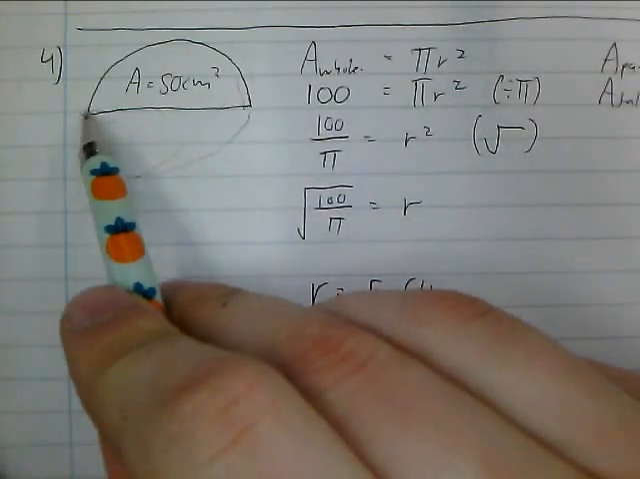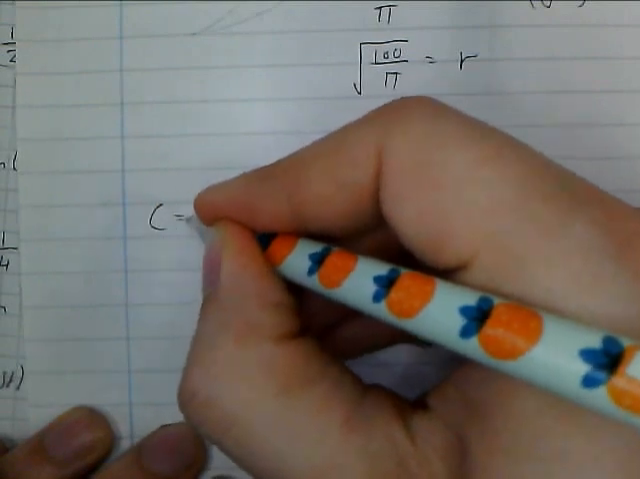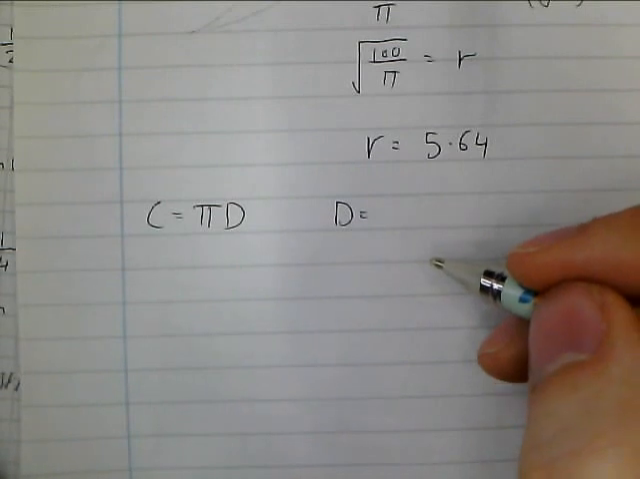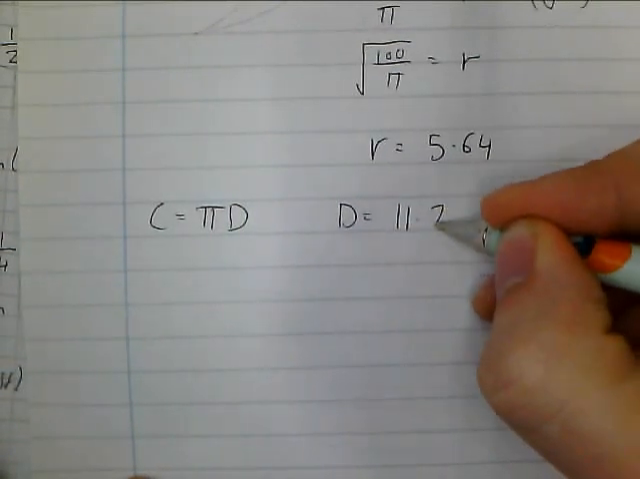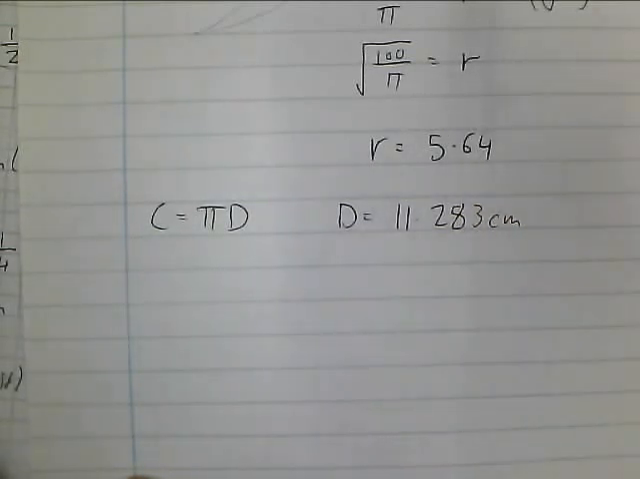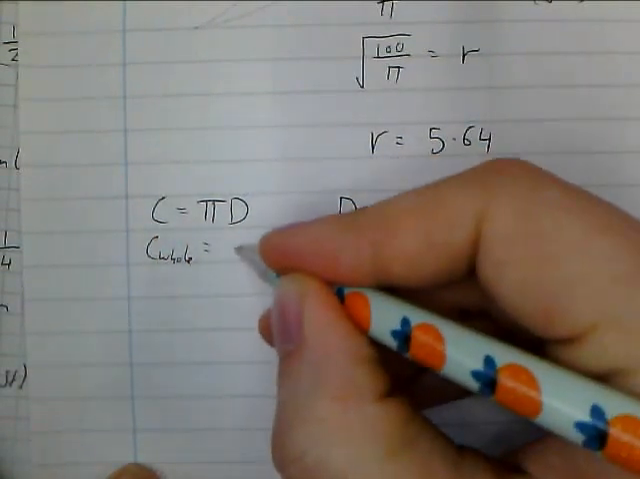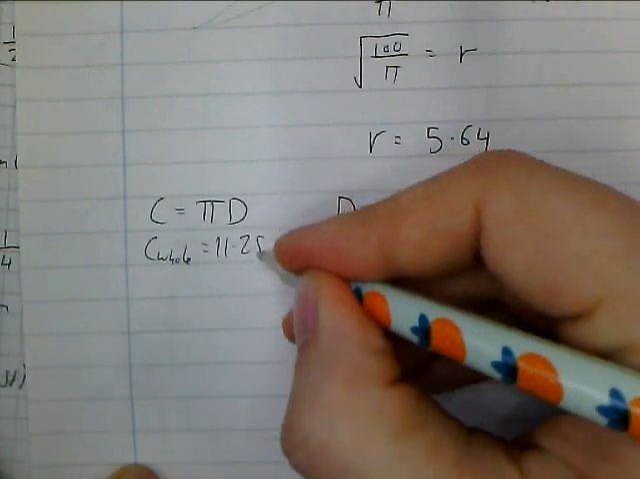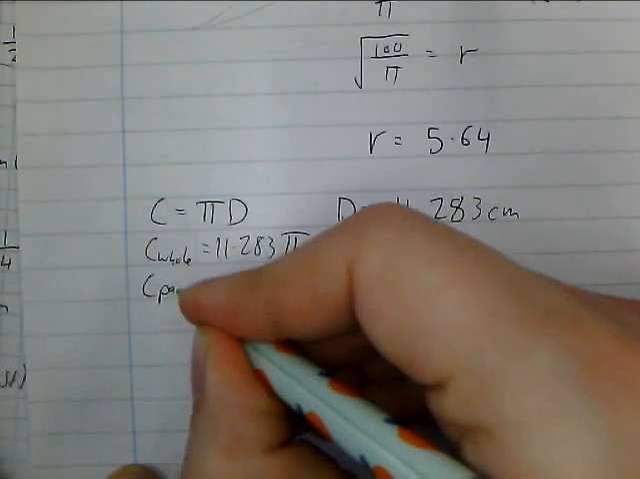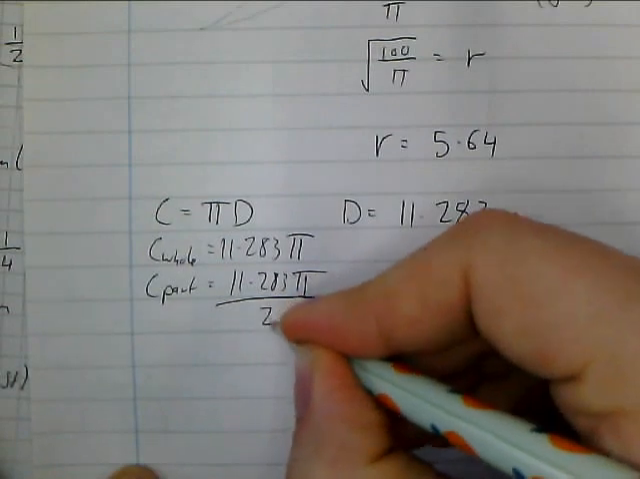Now I want to find the perimeter of this, so I need to find the circumference of the part circle and then add on the diameter. Using C equals pi d, with the diameter being 11.283 centimeters, the circumference of the whole circle is 11.283 pi. So the circumference of the part circle is 11.283 pi divided by 2, because it's a half circle.